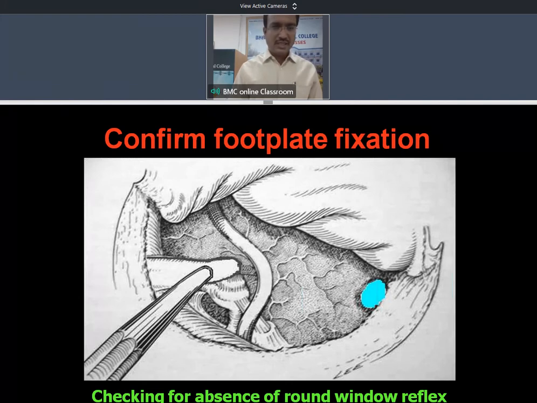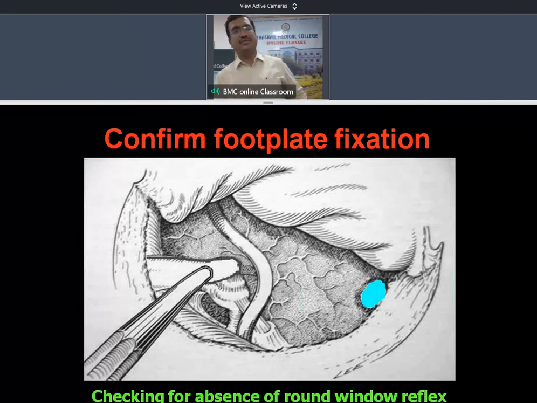If you make a movement on the incudostapedial joint, and the stapes is not moved, then you can go for this stapedectomy operation. That means you have confirmed the fixation of the footplate of the stapes into the oval window.